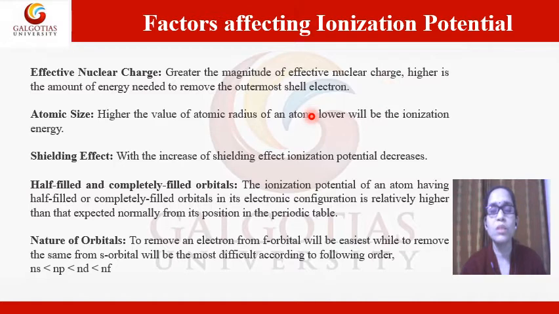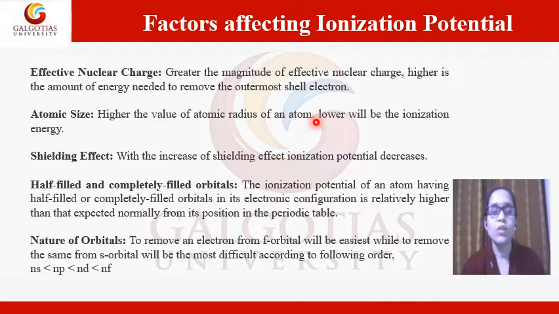Then how does atomic size affect ionization energy? The higher the value of atomic radius of an atom, the lower will be the ionization energy. If the atomic radius is higher, the force of attraction of the nucleus on the valence electron decreases, because if atomic radius increases, effective nuclear charge decreases, and the valence electron has less attraction from the nucleus. So low energy is required to remove the valence electron. So the higher the atomic radius, the lower the ionization energy.